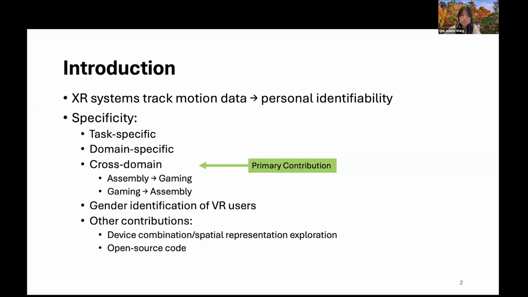Identifying the gender of a VR user has various benefits, and one of these is providing customized experiences. For example, this may look like providing the navigation teleportation technique to minimize simulator sickness in women and increasing illumination to aid color perception in men. Our other contributions include an in-depth exploration of the effects of device combination and spatial representations on our machine learning model accuracies, and we make our code open source on GitHub for the sake of future researchers to replicate our work or build upon it.